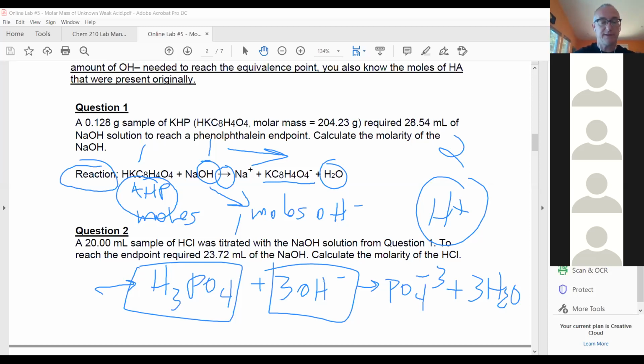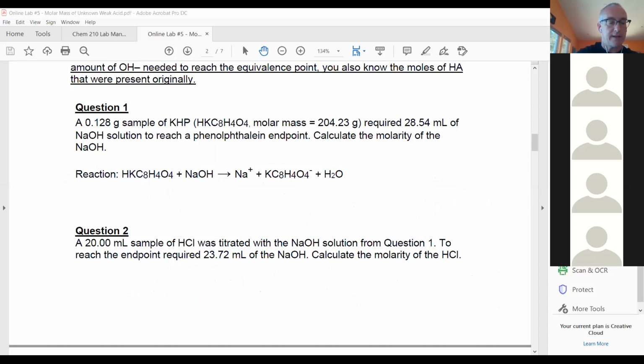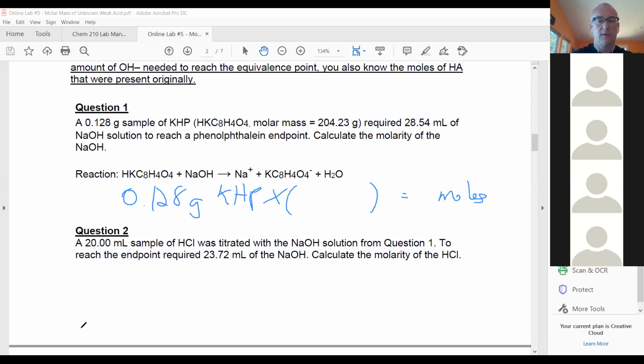So let's do the calculation. I have a 0.128 gram sample of KHP. So I write down what I know, 0.128 grams of KHP. What do I need to convert that to? Moles of KHP. How am I going to do that? 1 mole of KHP over 204.23 grams of KHP.